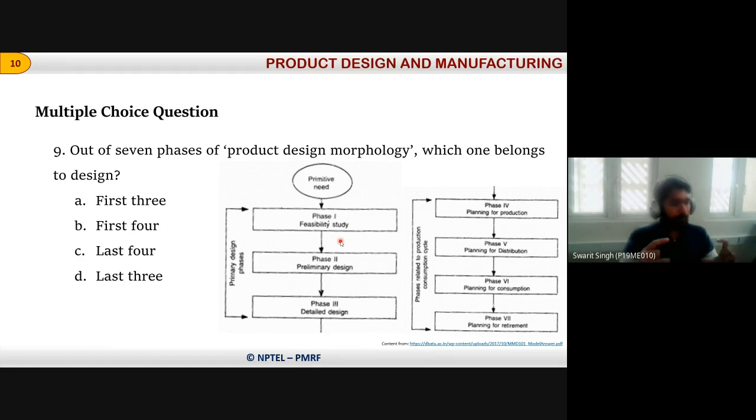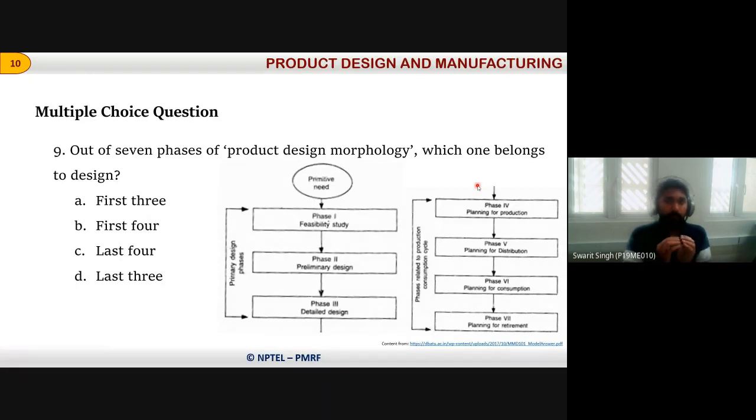After preparation of the detailed design, we are going to shift to the manufacturing stage, where we are going to manufacture the product. So these initial three phases belong to the design stage only. These are the primary design phases. Next, in phase 4, we plan for the production: what kind of operation is required, what kind of material is required, how we will produce each part of the product, and then how we'll assemble it. All these come into phase 4.